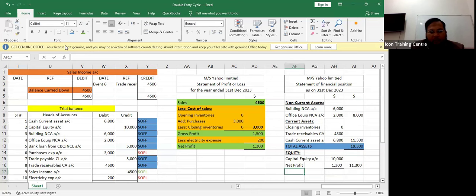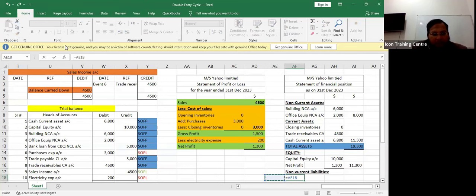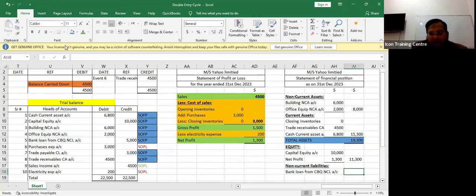Then we take our non-current liabilities. Non-current liabilities, and in this question we have for non-current liabilities, which is basically our bank loan. If you can see here, we have bank loan, and the amount is 5,000.